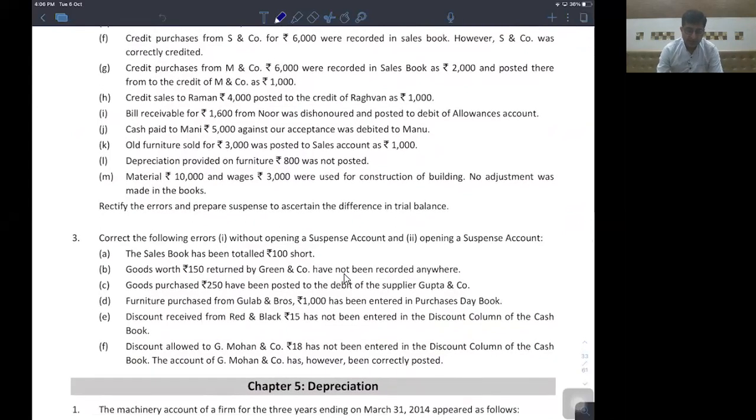Then credit purchases from SN company, rupees 6,000 were recorded in sales book. However, SN company was correctly credited. आपने परचेज किया, परचेज किया हुआ ट्रांजैक्शन आपने सेल्स बुक में रिकॉर्ड कर दिया, पर सेल्स बुक से पोस्टिंग करते समय एसएन कंपनी को क्रेडिट ही किया, डेबिट नहीं किया. All right, Shrutika, wait for it. I'll be answering the questions at the end.